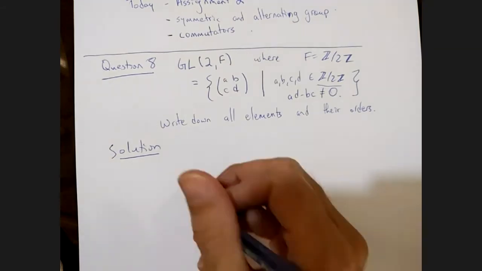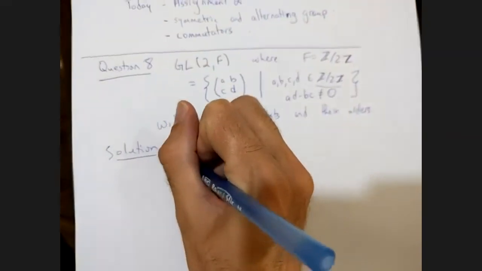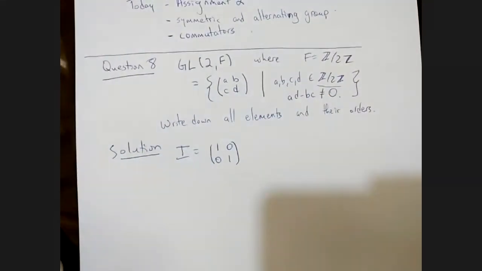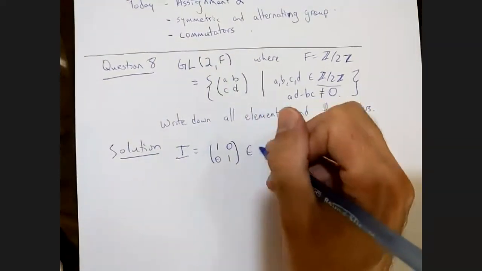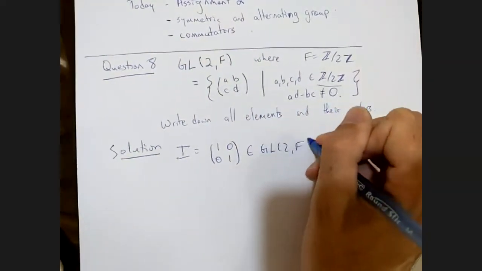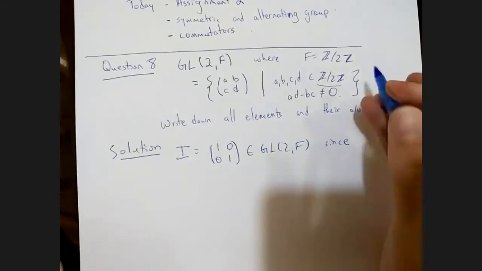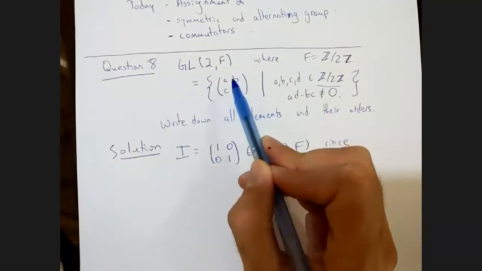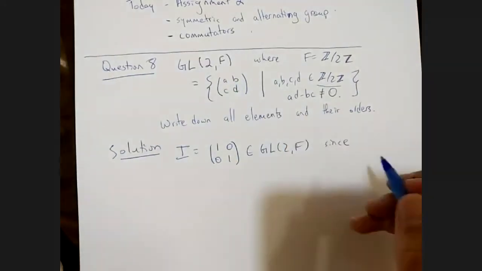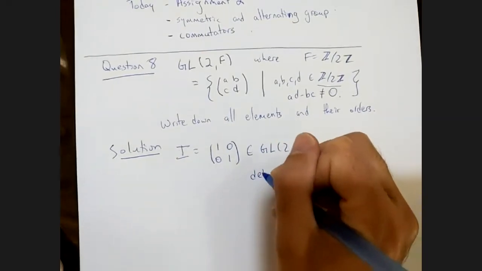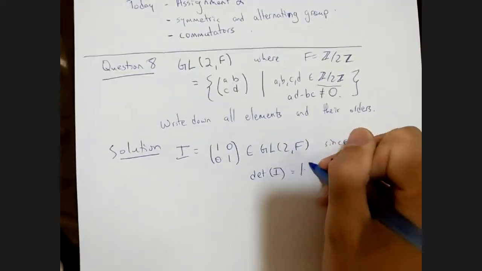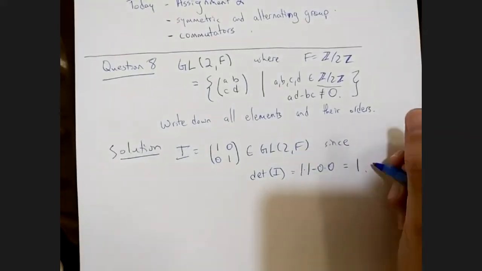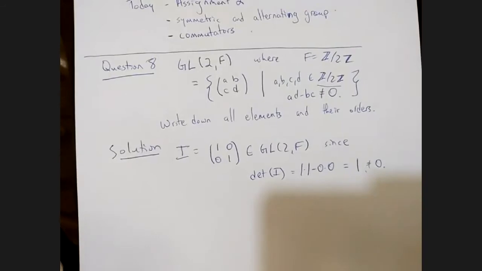Okay, so let's start with the identity matrix. I'll call it I. This is in GL2F, since we have to do diagonal times diagonal minus off diagonal times off diagonal. So the determinant of I is just 1 times 1 minus 0 times 0, which is 1. Not equal to 0.